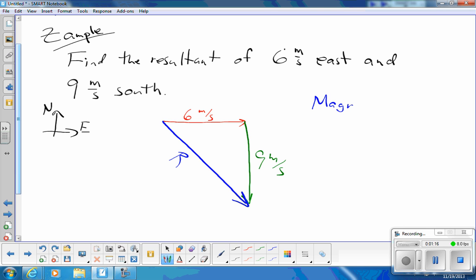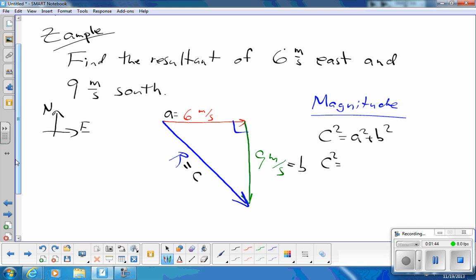The magnitude of that resultant I'm going to find using the Pythagorean theorem. This is a right triangle because it's a right angle between east and south. If you want to make this look more like math class, you can say that this is side A, 6 meters per second, this is side B, and the resultant is side C. Pythagorean theorem tells us that c squared is a squared plus b squared.